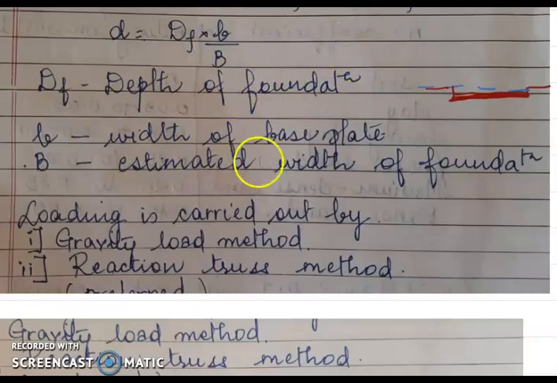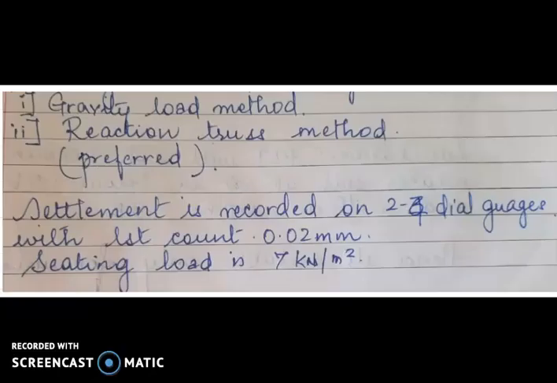Always, right from now, we will consider that small b is the width of the base plate and capital B is the width of the foundation, that we are going to use in our calculations. Now, loading will be carried out by the gravity loading method or the reaction truss method. I wouldn't want to go into depth because this is explained in the videos which I have already uploaded on the site.